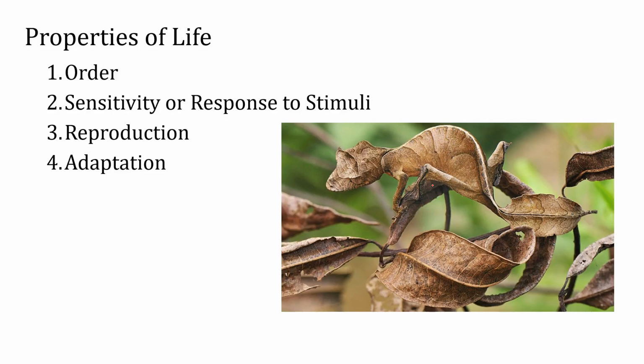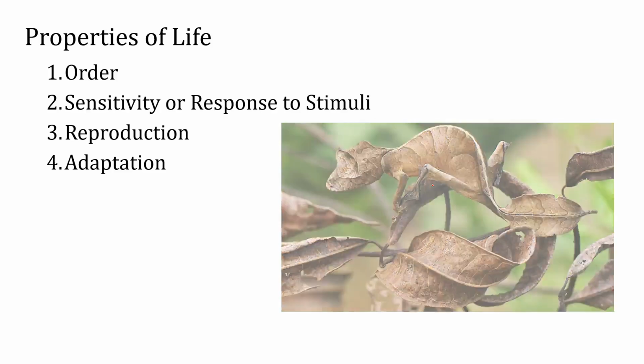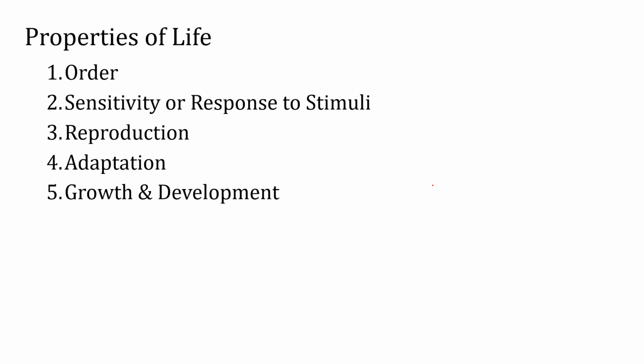So a unique feature of an organism that allows it to survive in its environment is what we would call an adaptation of that organism. Okay, all things can grow and develop. That's pretty self-explanatory. All organisms have an ability to regulate.